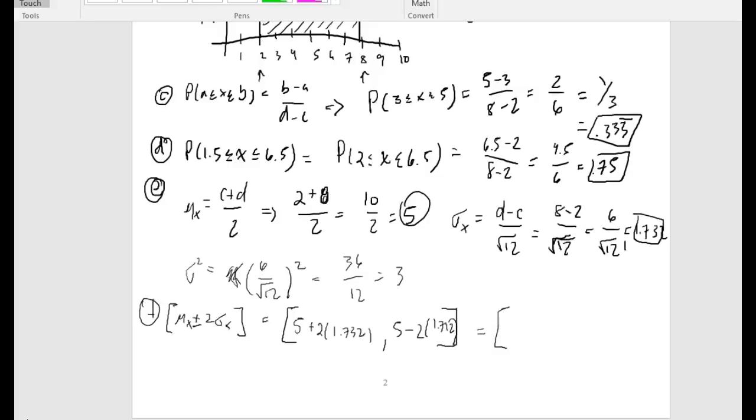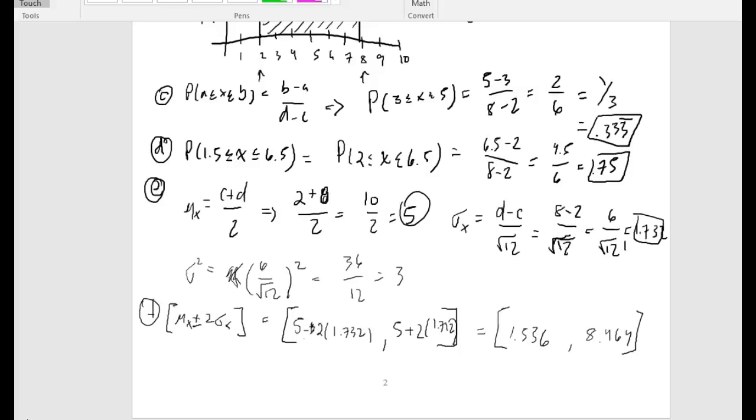Oh, I wrote that wrong, didn't I? Plus, and then minus. And that's just going to equal 1.536 and 8.464.